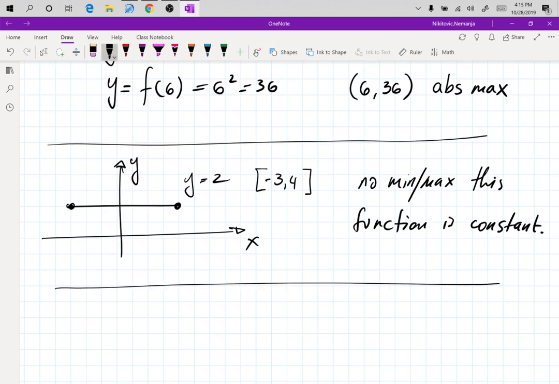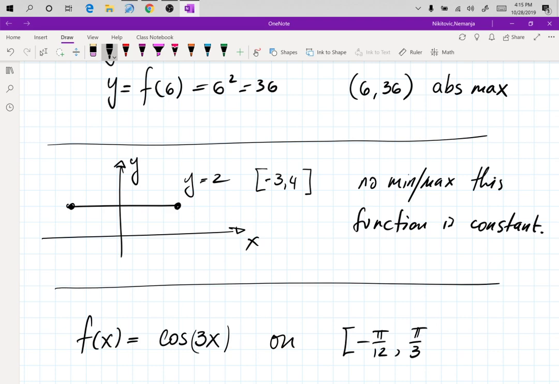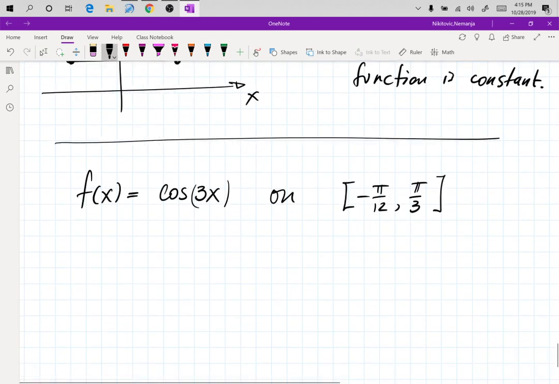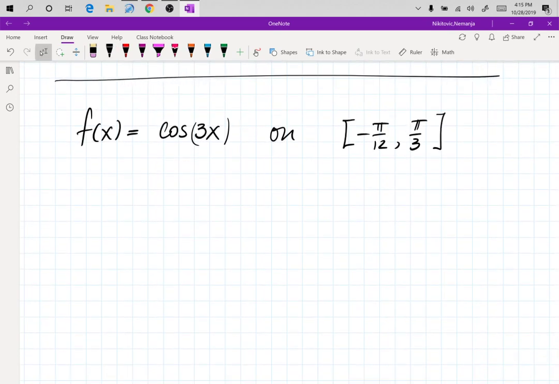The last question is the one with the cosine that I wanted to ask earlier. So f of x is equal to cosine 3x on, and let's pick the domain, let's say from negative pi over 12 to pi over 3. So try this for about 120 seconds.